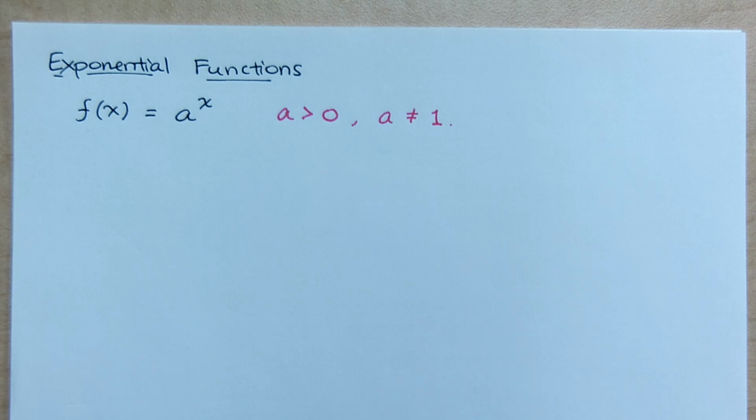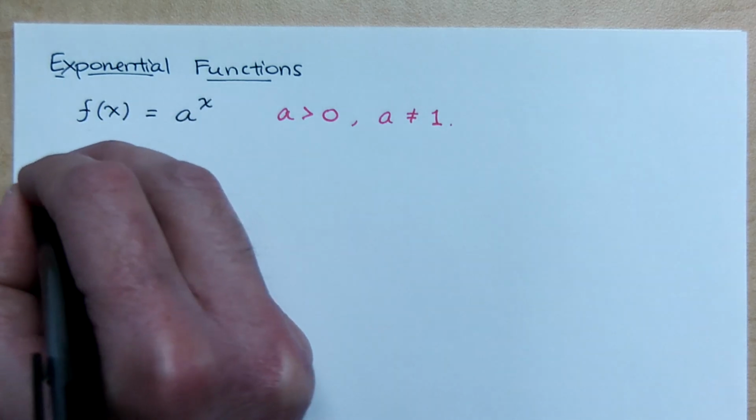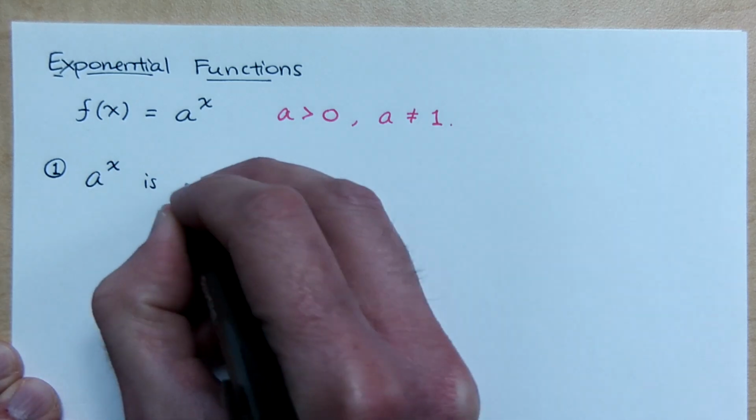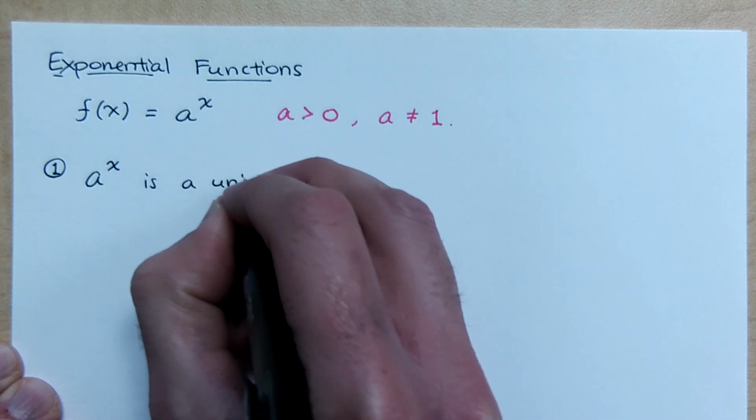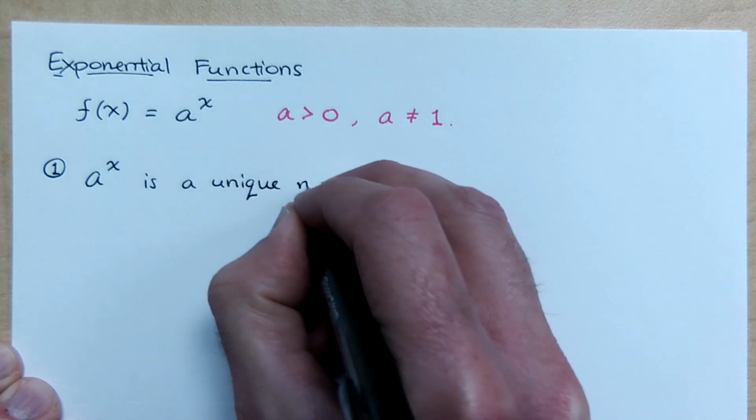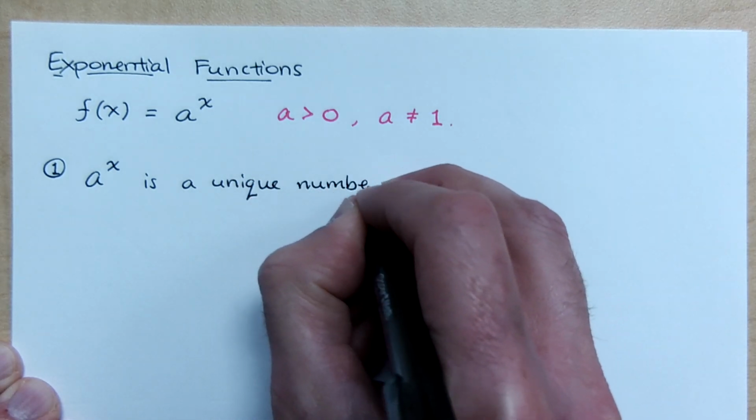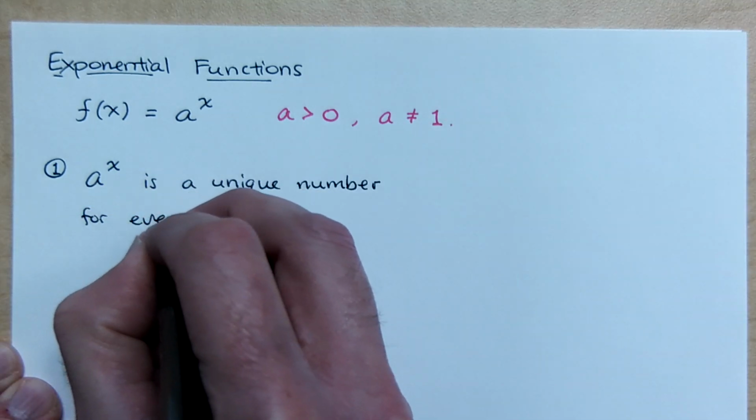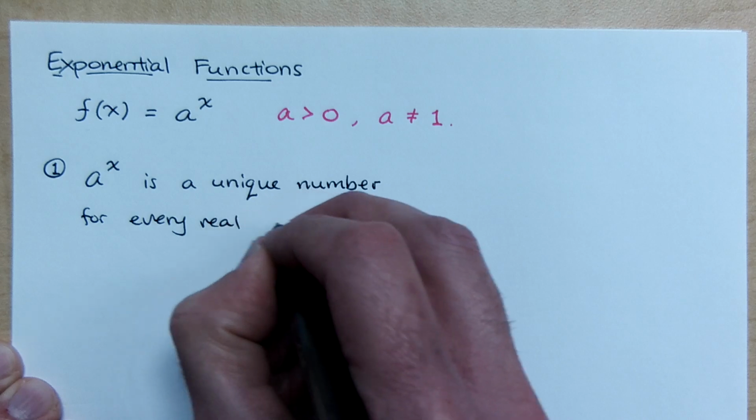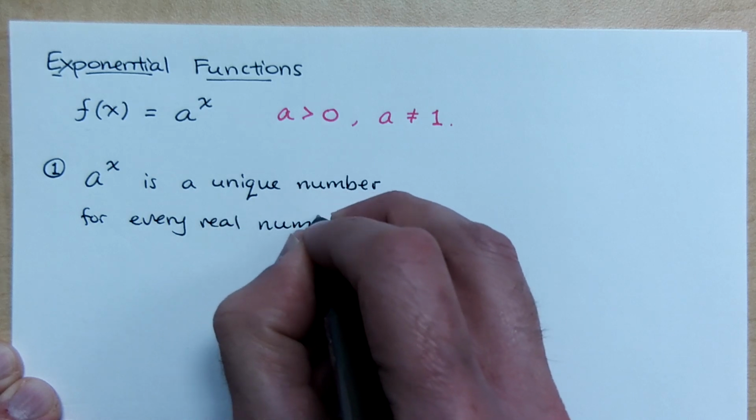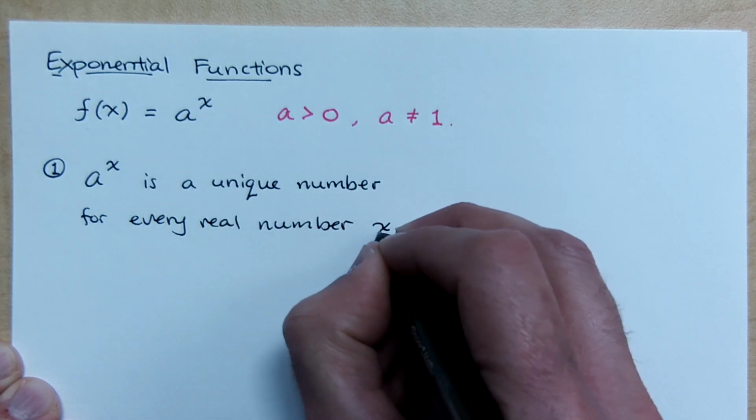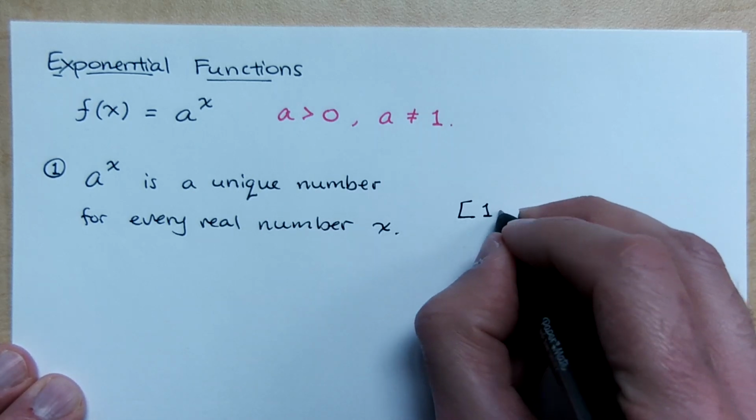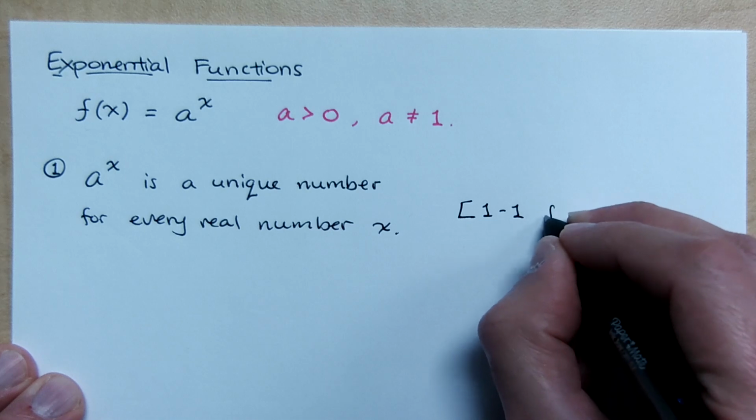And let's talk about what this means right here. a to the x is a unique number for every real number that you plug into it for the x. Okay? And since it's going to be unique, that means that a to the x is going to be a one-to-one function.